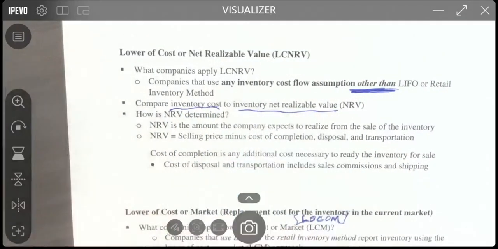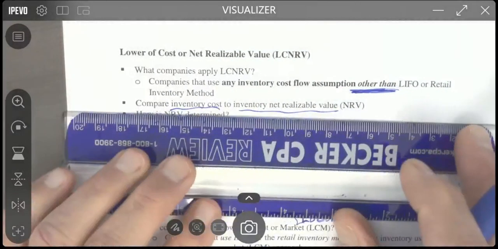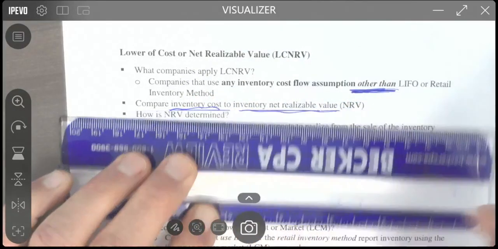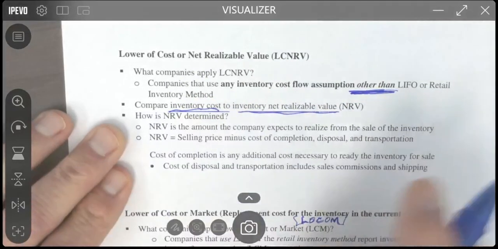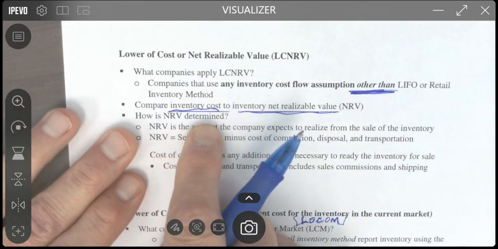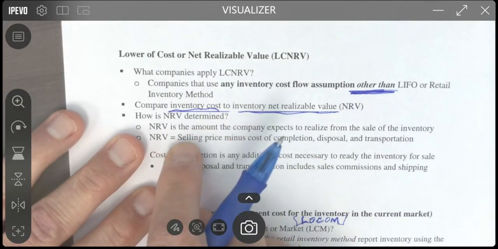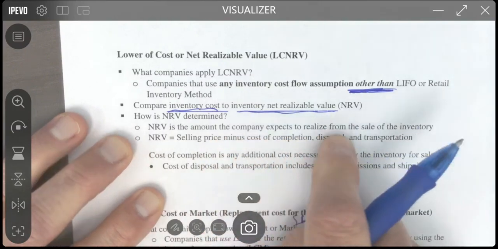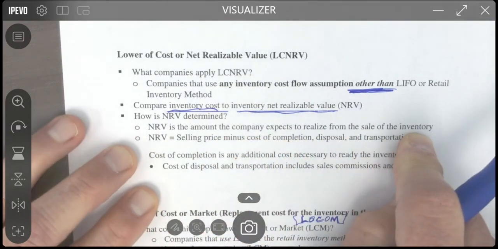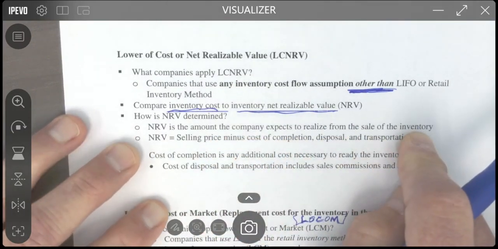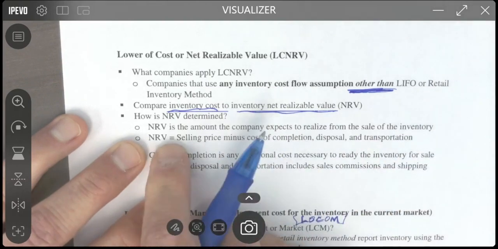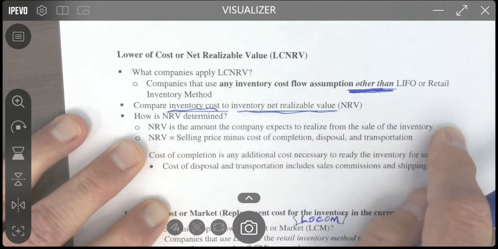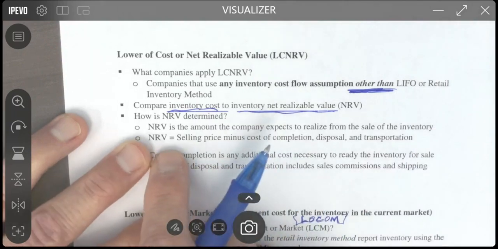And then, so this begs the question, a little nicer underline for you there in your notes. How is net realizable value determined? Net realizable value is the amount the company expects to realize from the sale of the inventory, the selling price, and specifically, and by the way, net of certain costs, and those are.